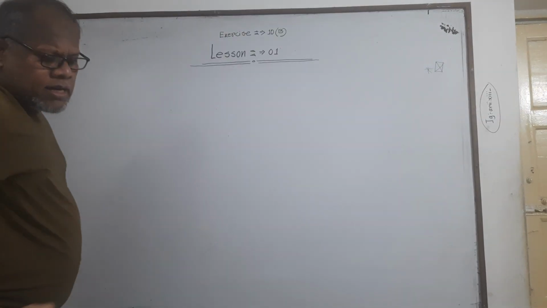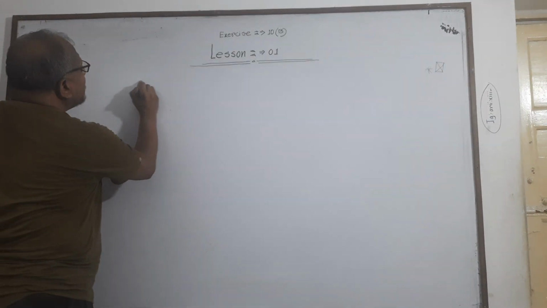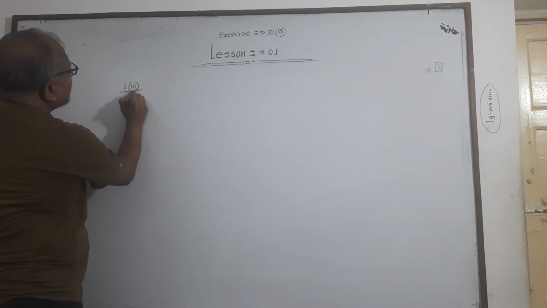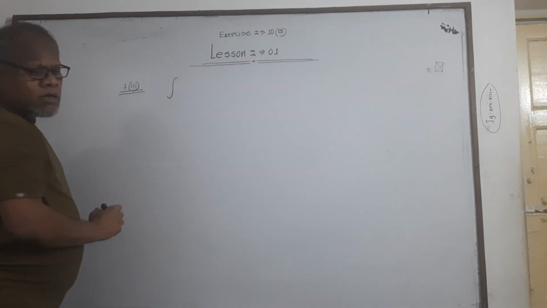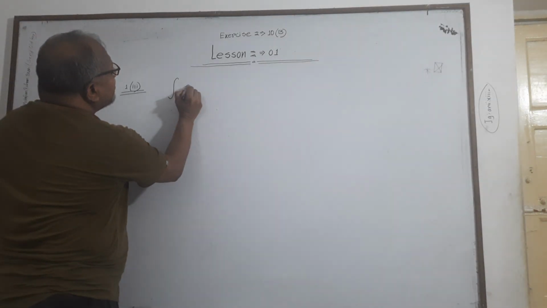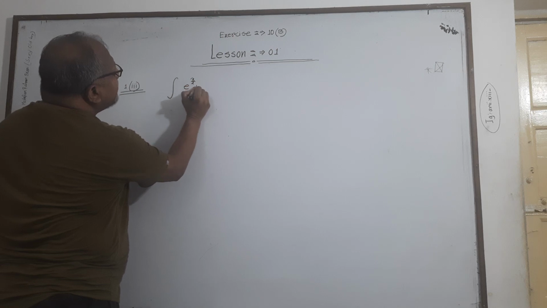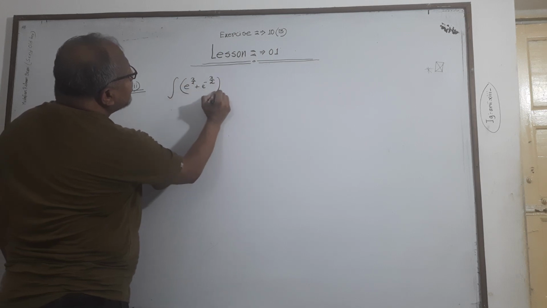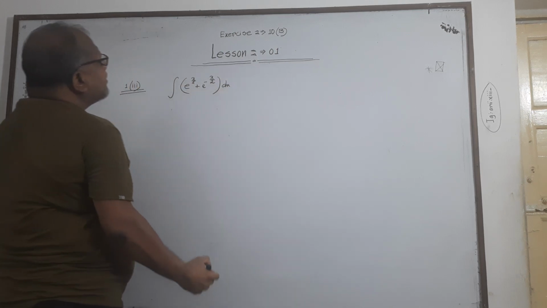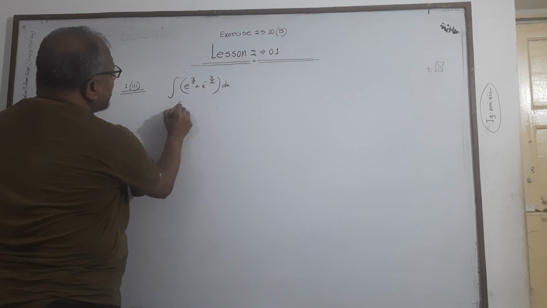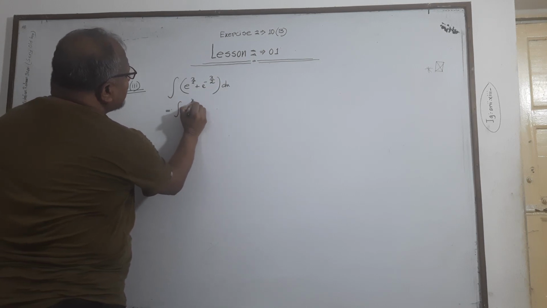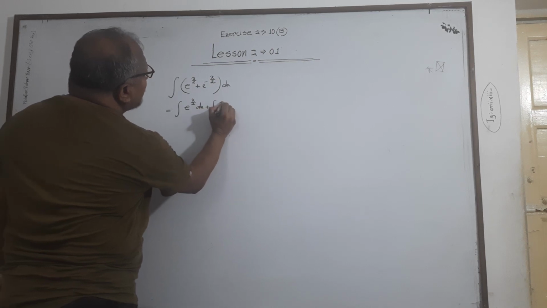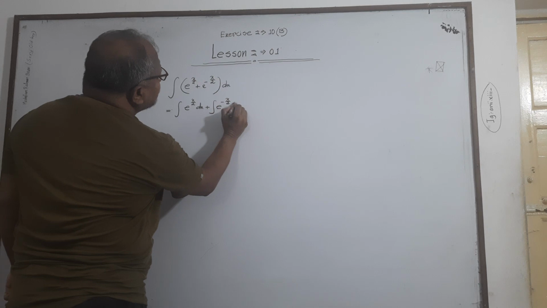And now I'm going to start number 3, 1 of 3. Here, integration of (e to the power x by 2 plus e to the power minus x by 2) whole dx. Okay, I'll make it separate, like integration of e to the power x by 2 dx plus integration of e to the power minus x by 2 dx.